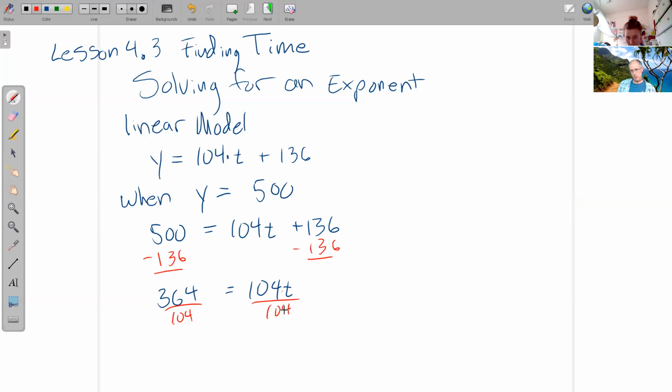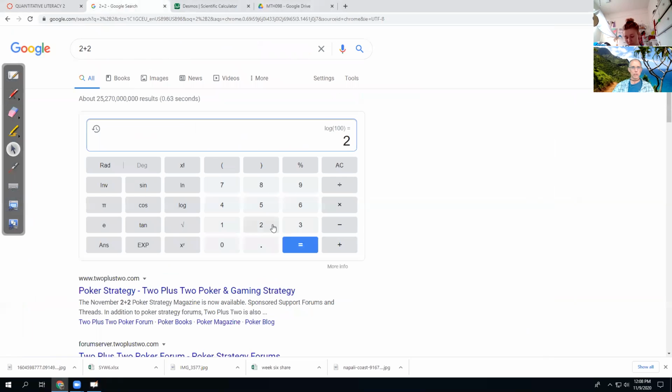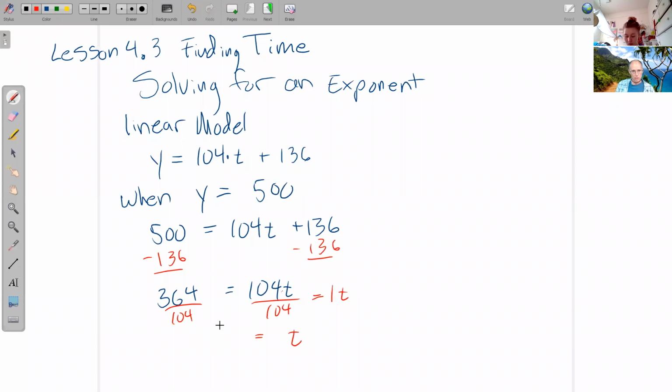So we divide by 104. And then here I have a number divided by itself is 1, right? So that's equal to 1t, which is just t. And on the other side, whatever my calculator says about that is the answer. And so I can go check that. So 364 over 104, calculator, 364 over 104 is 3.5. Well, that came out pretty nice. No crazy decimal. Thank you, universe. So if this was time in months, we could say, well, 3.5 months later, the Ebola population will be about 500 individuals, okay? If we're growing at 104 per month and started with 136. So we could write a whole sentence about that.